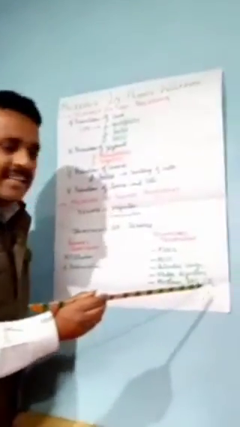Now these gases, that is methane, hydrogen sulfide and carbon dioxide, are used as a fuel, which we will study in the next topic.